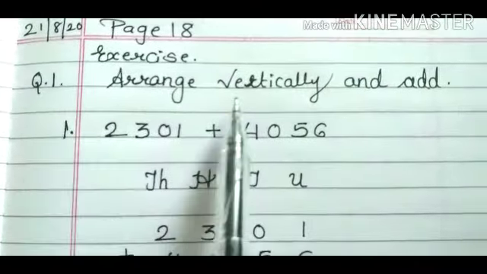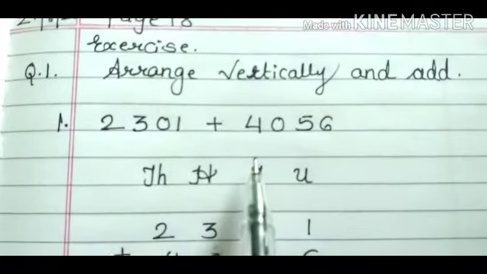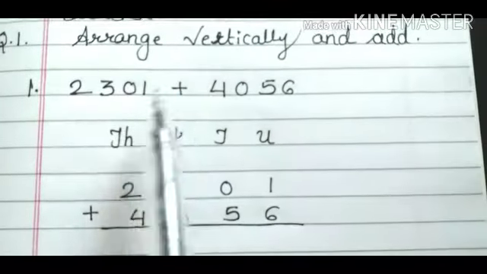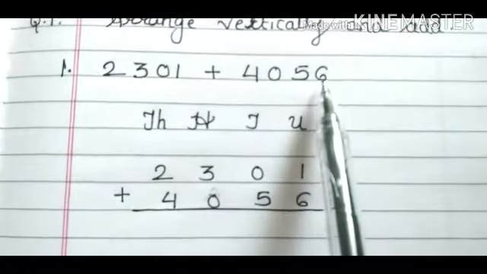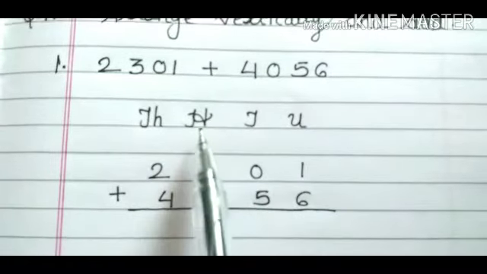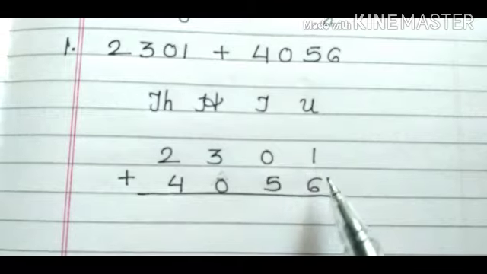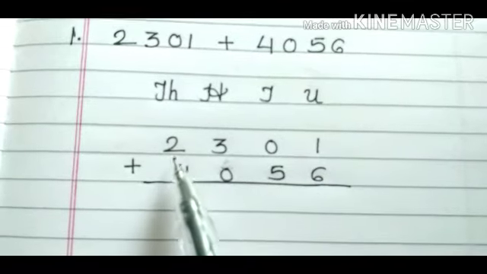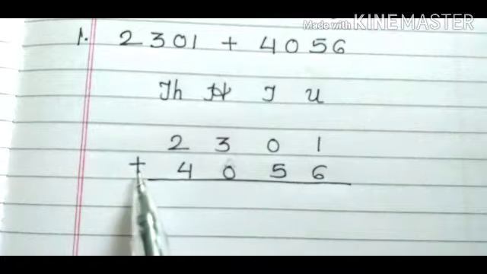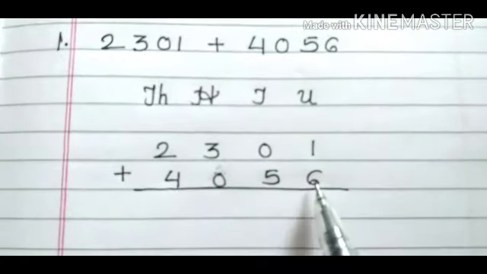Let's see the exercise on page number 18. Question number 1, arrange vertically and add. So we have to arrange these questions vertically and then we will add. The first question is 2301 plus 4056. First we will arrange this place wise: units, tens, hundreds and thousands. Vertical arrangement means you have to write one number below the other. So we will write the number as 2301. We put the plus sign between both the numbers and then write the second number 4056.